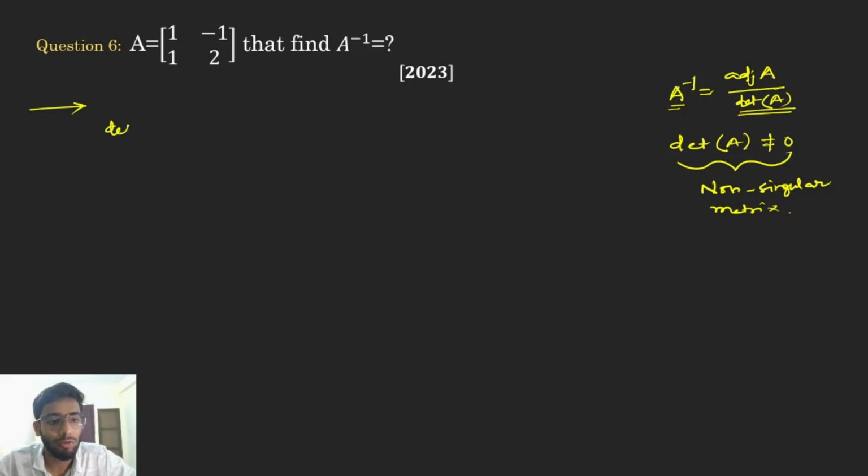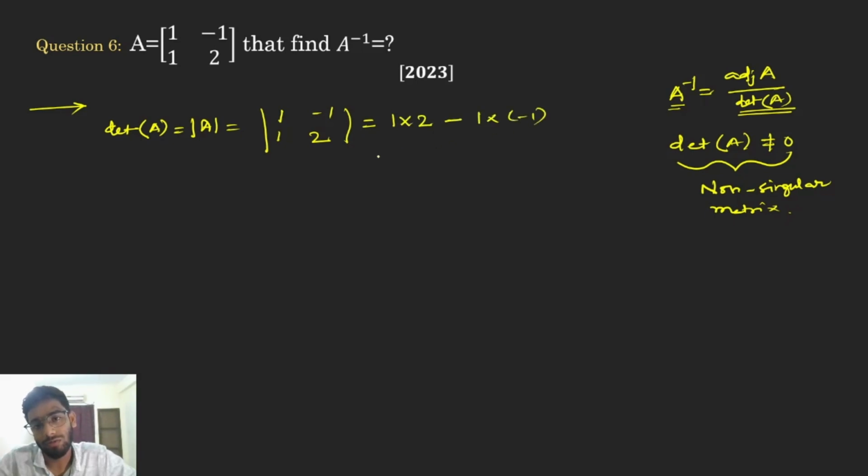So determinant of A, det A, we can write that way. It is nothing but one determinant symbol, minus 1, 1, 2, 2 into 1, that is minus 1 into minus 1, which is 2, minus 2 plus 1, which is 3. Since it is not equal to 0, we can calculate its inverse. Now is the process of finding adjoint A, because it is adjoint A by determinant of A. Now what will be adjoint A?